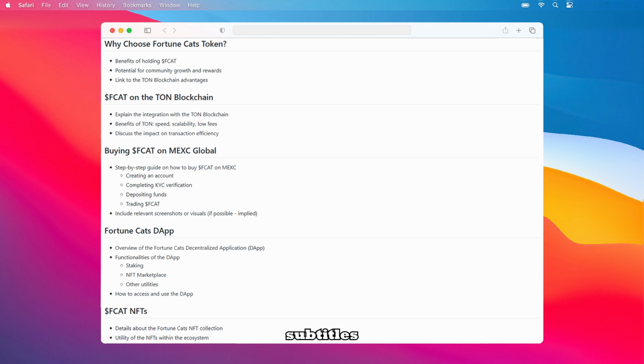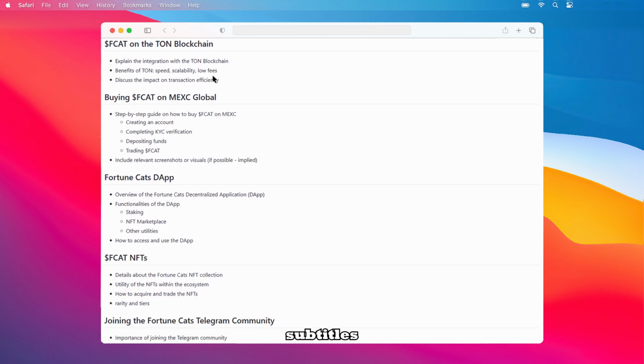The $SCAT token is integrated with the TON blockchain, which provides benefits like high speed, scalability, and low transaction fees, making transactions efficient and affordable.